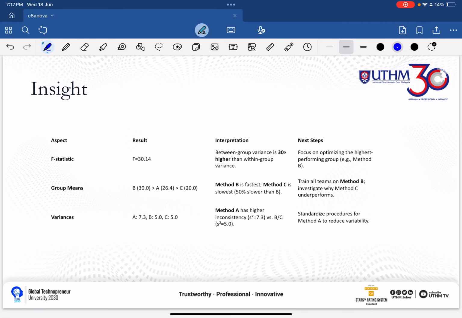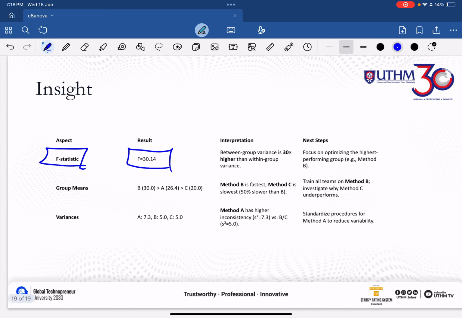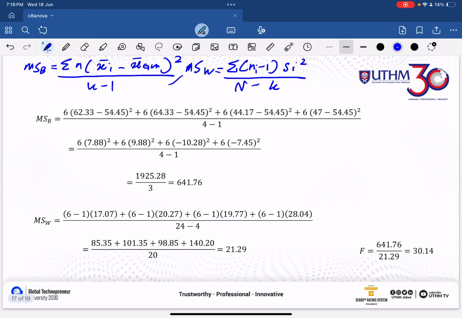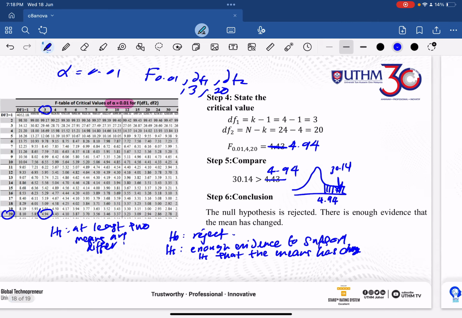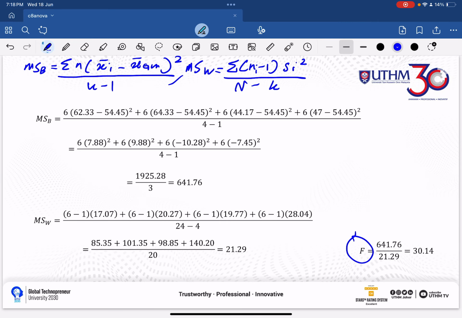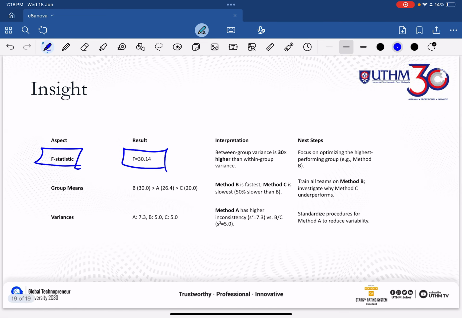So if you look here, what are the insights of our answer just now? So we calculate the F statistic, which is 30.14. So the 30.14 means the between group variance is 30 times higher than the within group variance. If you look at the formula for our F here, we get 30, right? So this is between and this is within. So it is 30 times higher than the within variance.